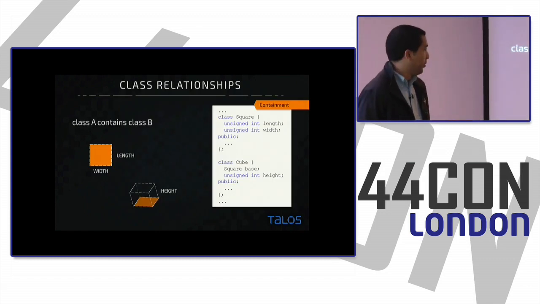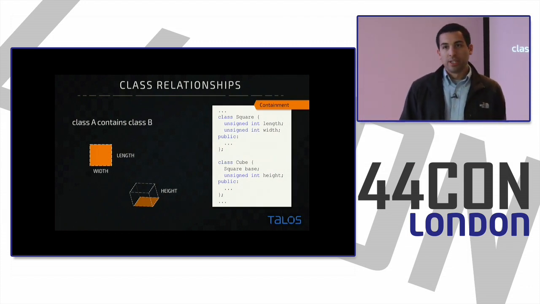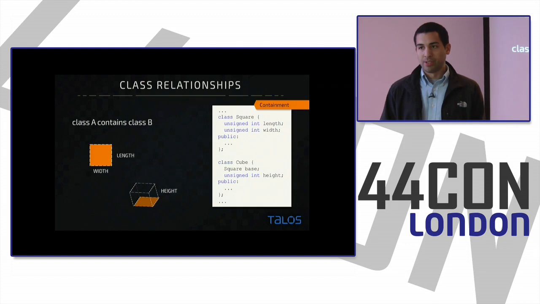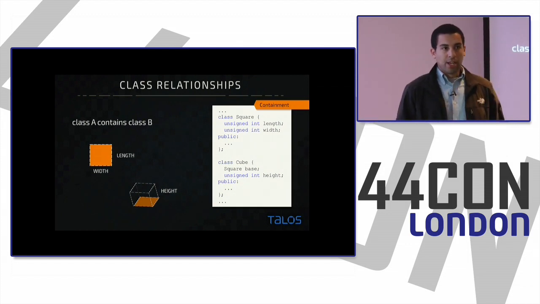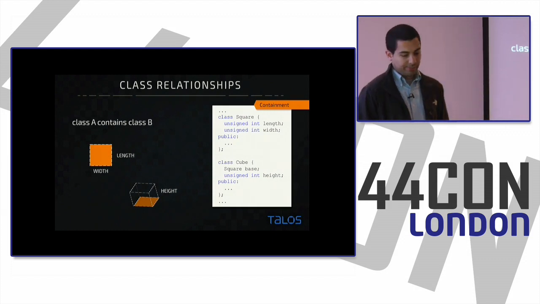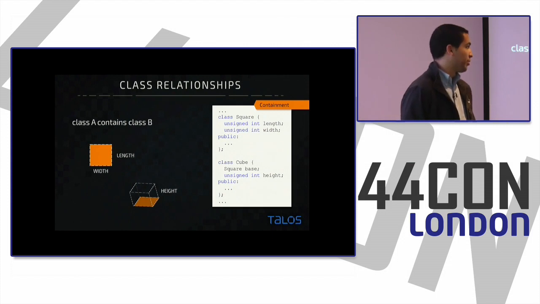Now that we've seen a little bit of code chunks, let's start talking about class relationships. In C++, there are three different types we're going to talk about today. The first one is containment. So you're going to have different classes. Class A will contain class B. That's what we're referring to.